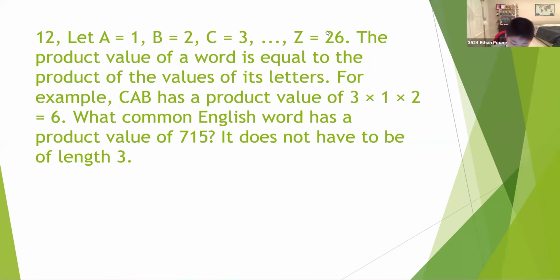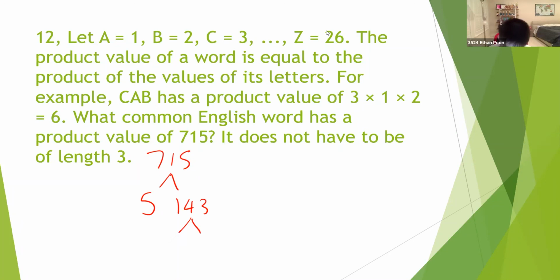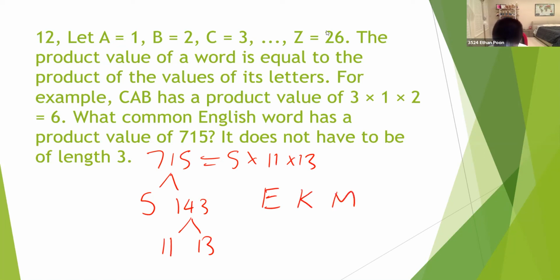So to solve this problem, once again, we're going to have to turn to prime factorization. We divide by 5, so we get 143. And then we factor that again, so we get 11 times 13. So this is 5 times 11 times 13. So 5 is E, then I think 11 is K, and then 13 is M. And as you can probably figure out, you can't really make a common English word with these letters.